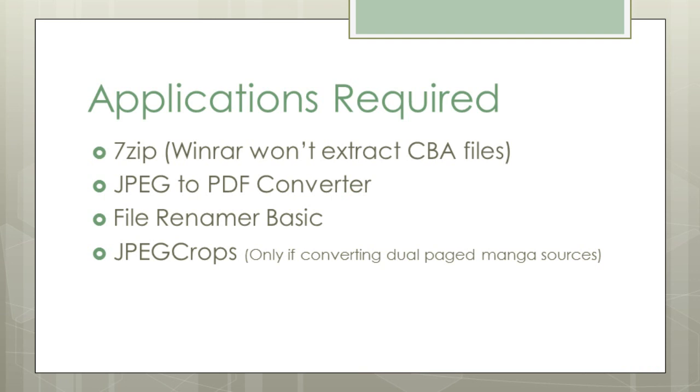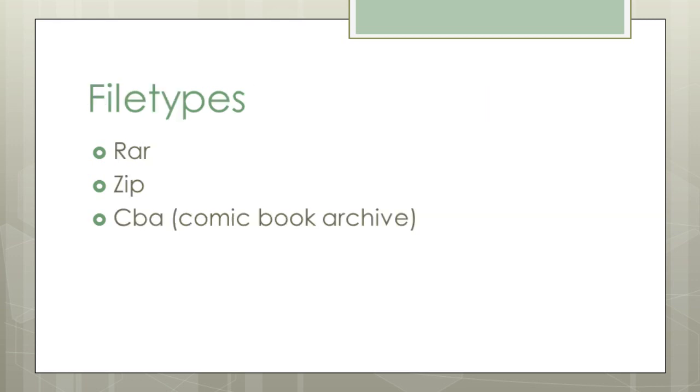I'm going to begin by telling you to download and install the following applications. The download links can be found below, in the description of this video. They're all free. You'll need the following: 7-zip to extract the files, JPEG to PDF converter, File Renamer Basic, and JPEG crops. For the purposes of this video, I'll assume you have already downloaded your mangas from some source and that they're sitting on your computer as RAR, ZIP, or CBA packaged files.